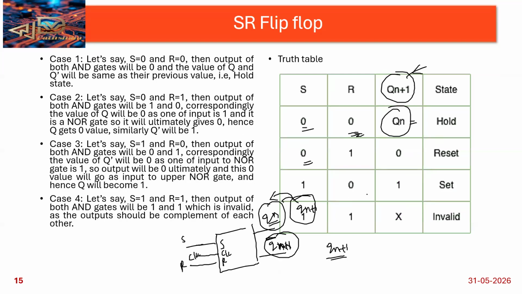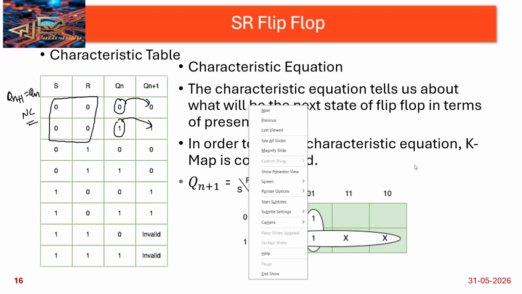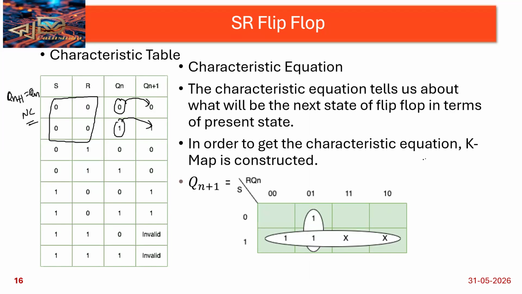So this is the truth table. From the truth table, I'm designing the characteristic table, as I told you. What is the condition? In the 0 0 case, this is the no change condition. No change condition means Qn plus 1 equals Qn. So if Qn is 0, then Qn plus 1 is also 0, and if it is 1, then Qn plus 1 is also 1. To write the characteristic table, I take S and R as the inputs, and Qn as the present state input.